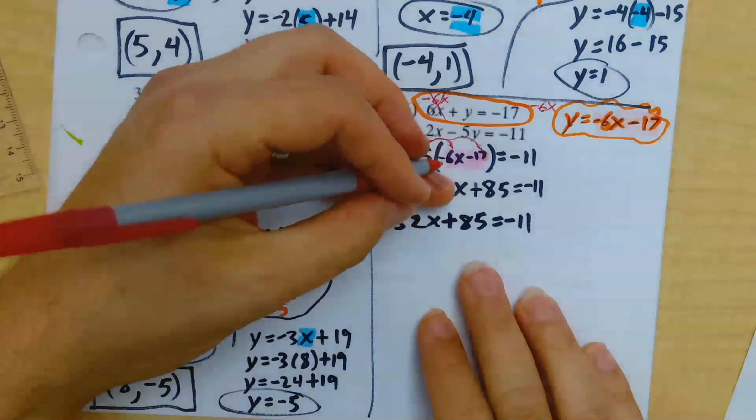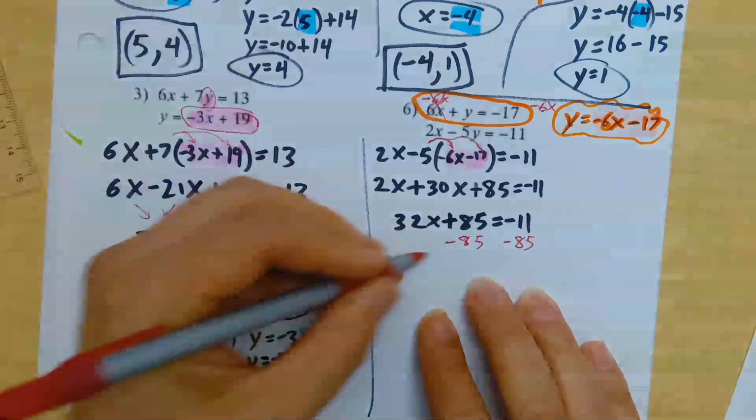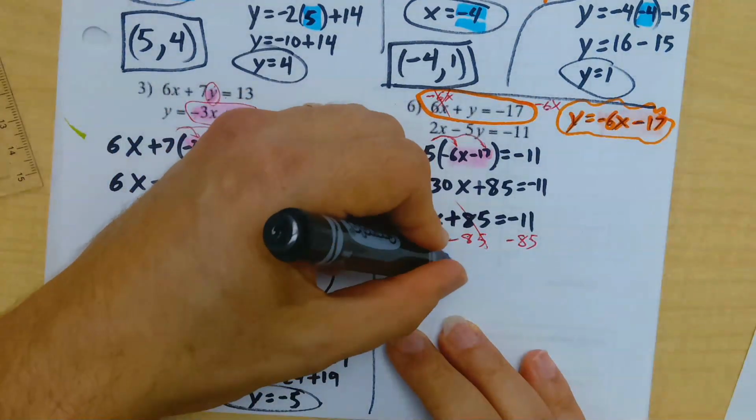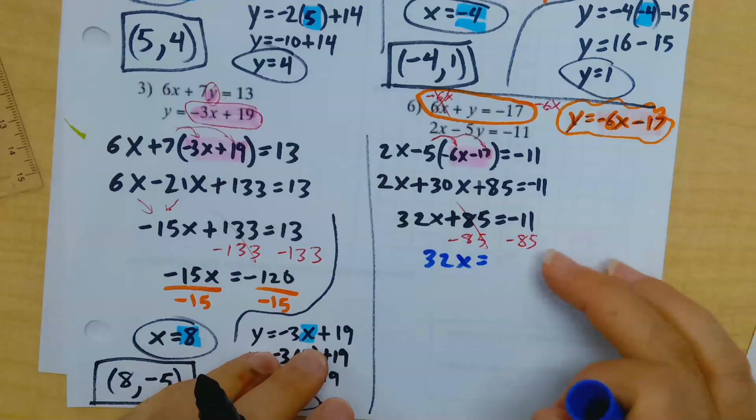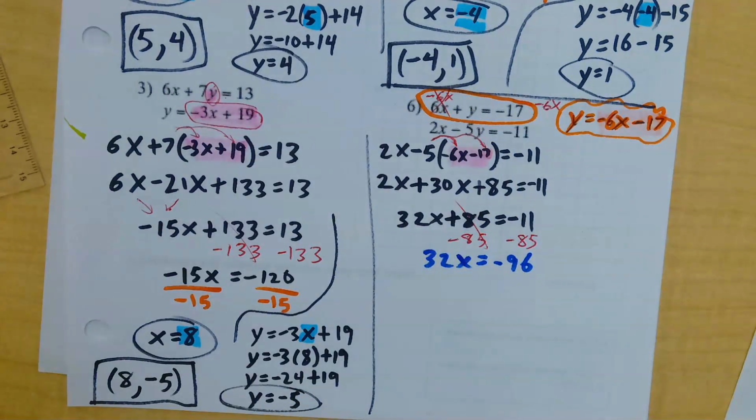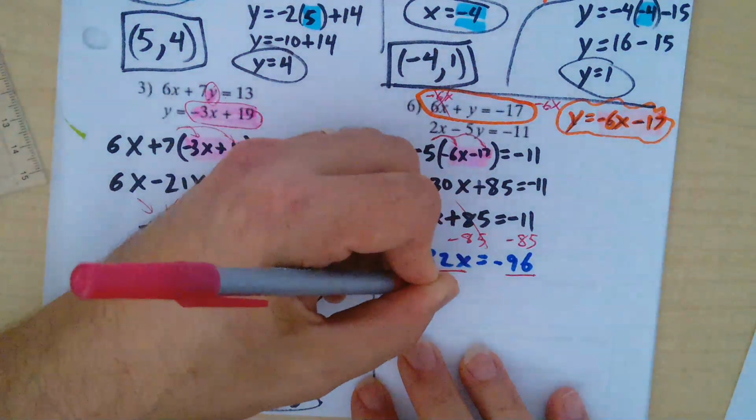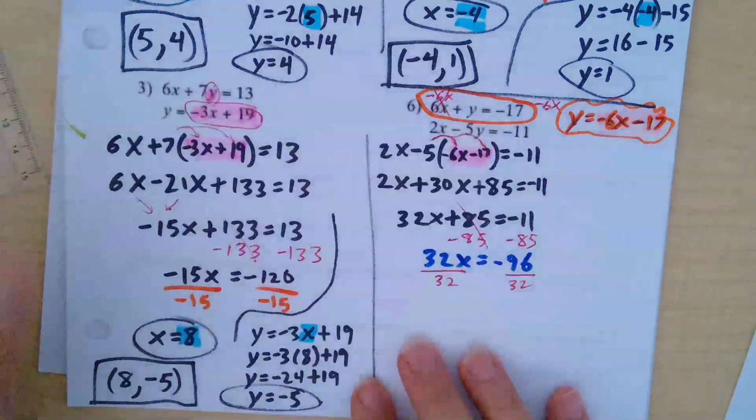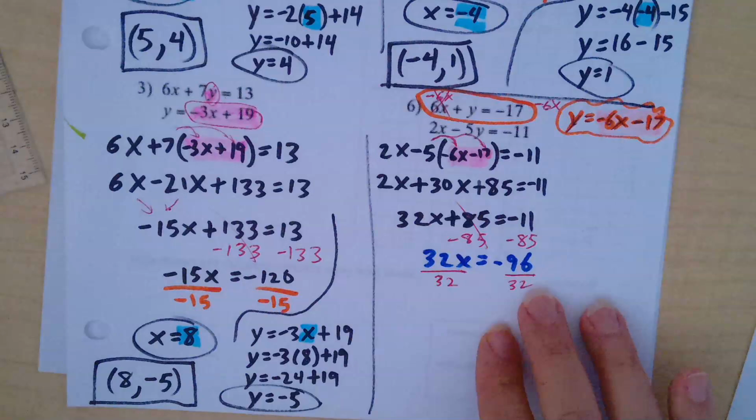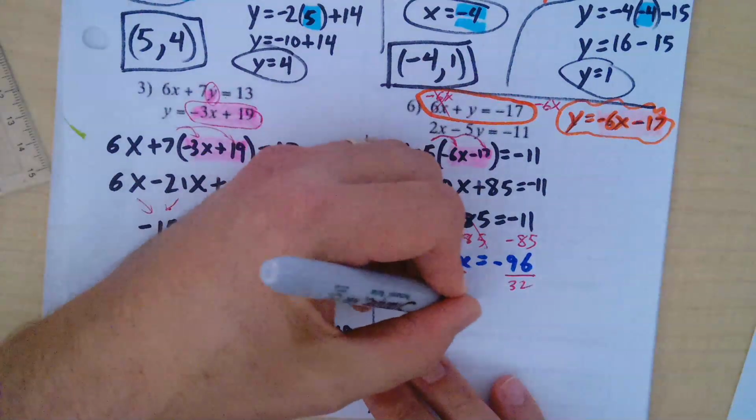Okay, now to solve for x, we need to subtract 85 on both sides. Okay, and we get 32x equals negative 11, and negative 85 is negative 96. And then final step to find x is we have to divide both sides by 32. And so negative 96 divided by 32, and we end up with x equals negative 3.